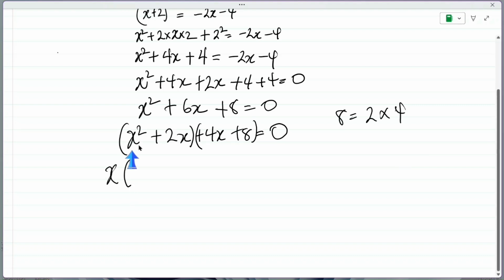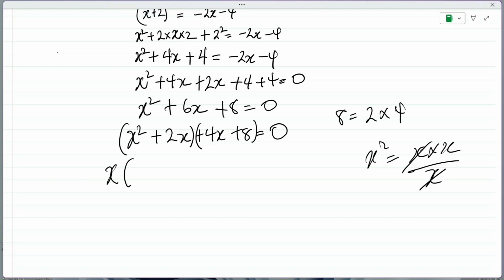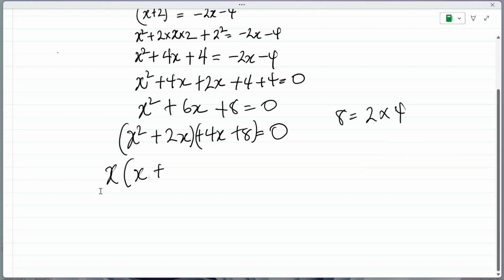So we have x squared divided by x. X squared is x times x. Then you divide by x over x. This x will cancel one x. You'll be left with the second x, which is x, plus 2x divided by x. The x will cancel. You'll be left with 2. So you have 2 here.